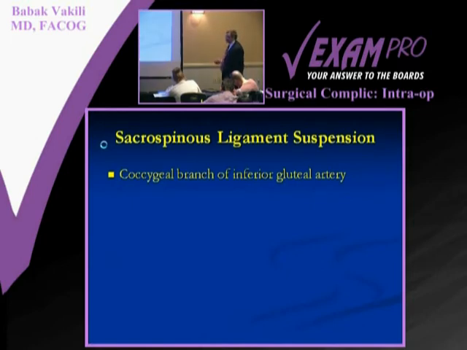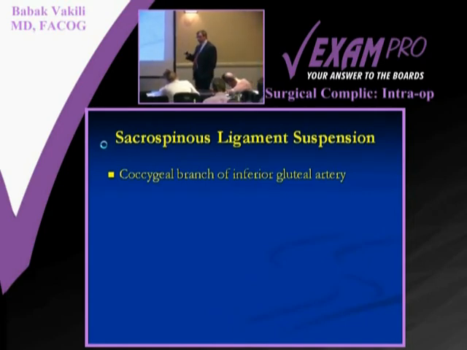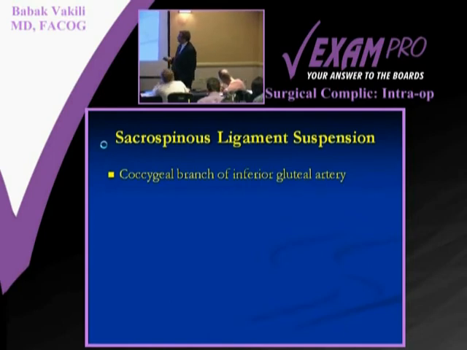Okay, sacrospinous ligament suspension. I can't find a picture of this. I'm sorry, I keep trying to find a picture of this and I can't find a picture of it. If you get bleeding during a sacrospinous ligament suspension, it is not the pudendal. Okay, they're going to want you to say pudendal. It is not the pudendal artery that you injure, all right? It's the inferior gluteal. That's going to be the answer. The inferior gluteal gives a coccygeal branch that crosses over your coccygeus muscle. That's the vessel you tend to injure during a sacrospinous ligament suspension.